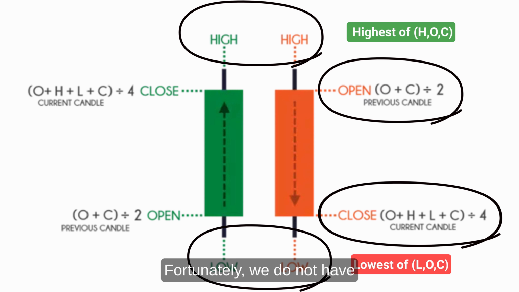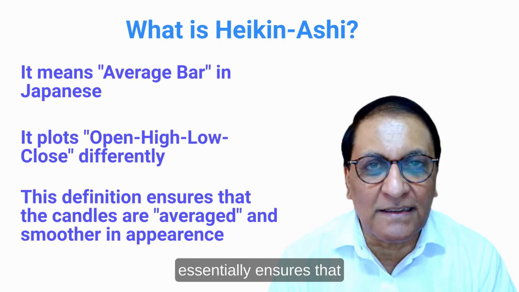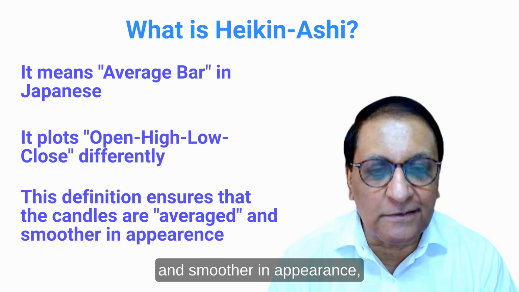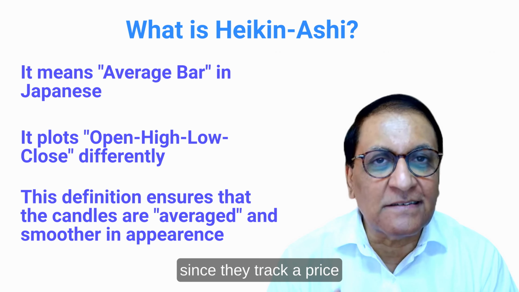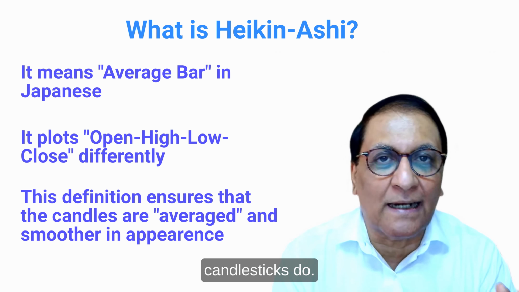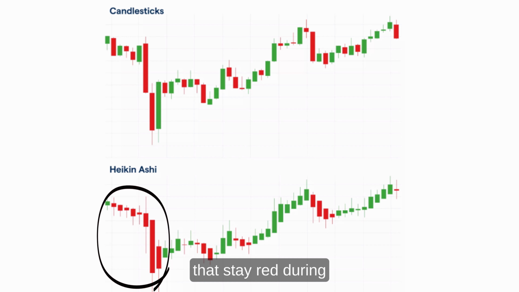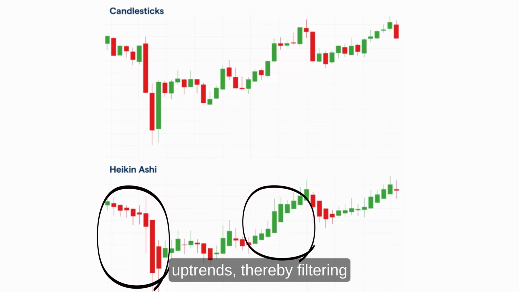Fortunately, we do not have to do this calculation. This is all done by the computer automatically. Now, this definition essentially ensures that the candles are averaged and smoother in appearance, since they track a price range rather than every price movement as regular candlesticks do. This results in candles that stay red during downtrends and green during uptrends, thereby filtering out market noise.